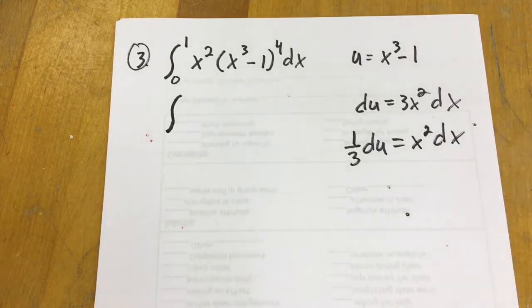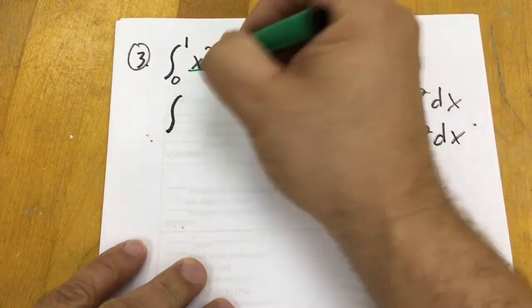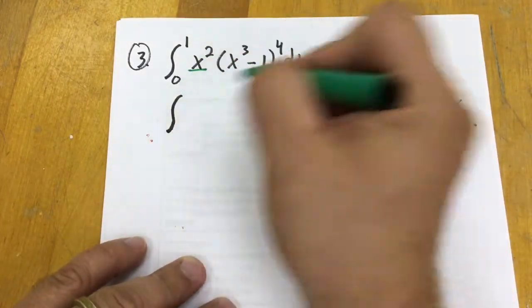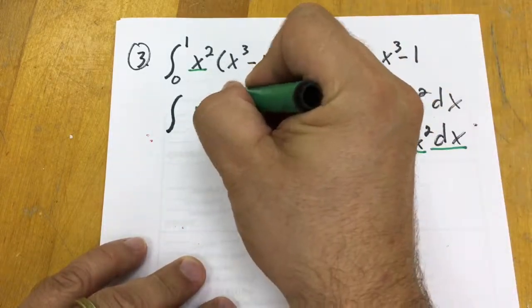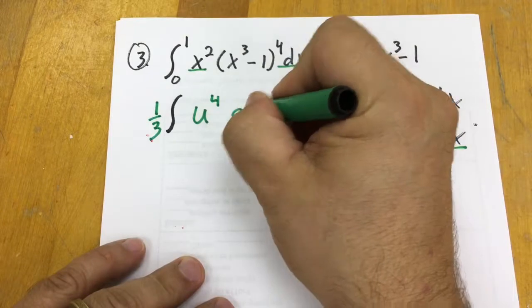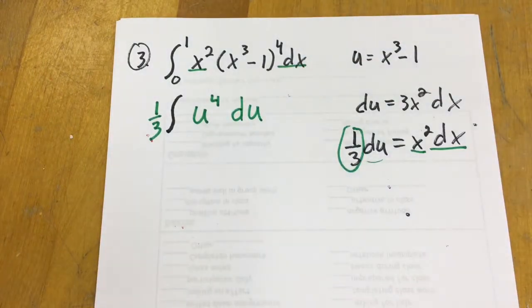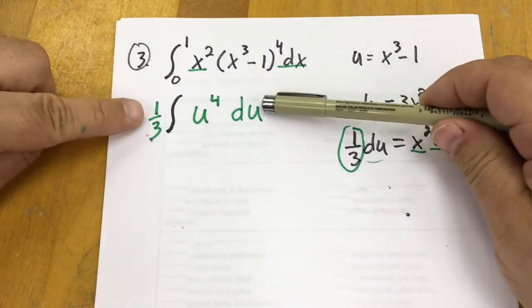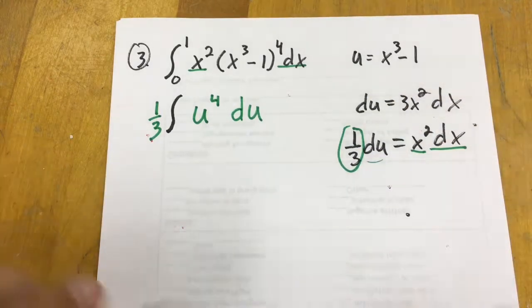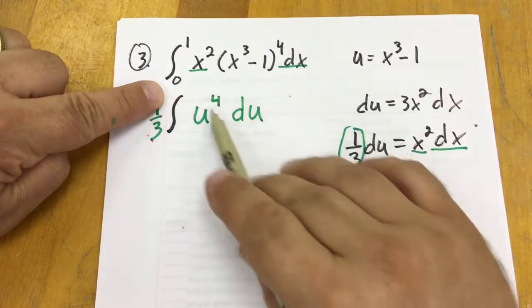And notice, I will replace that x squared dx with a du. So I'm going to put u over here to the 4th with a 1/3 out in front, of du. Doing everything I'm supposed to here. Now, I can go ahead and find the antiderivative of this and then plug that x cubed minus 1 back in, or I can rewrite the integral in terms of u.